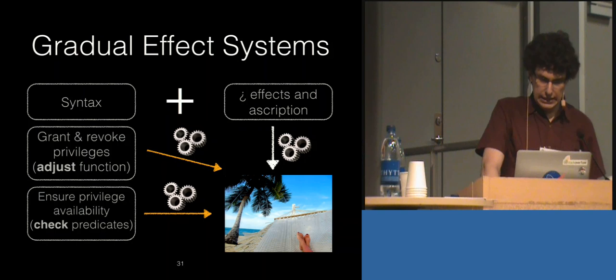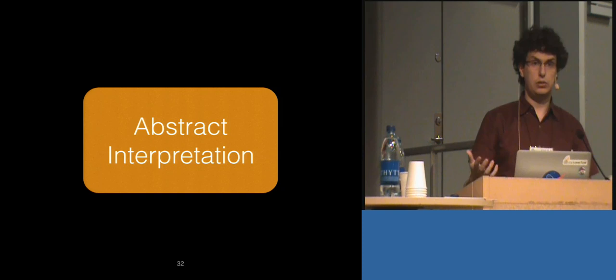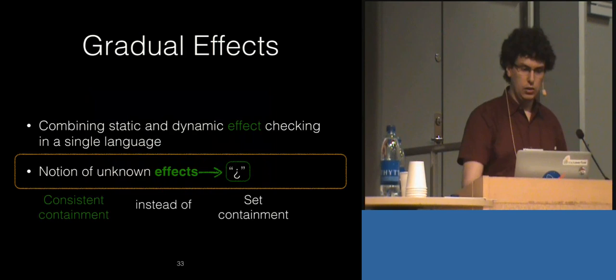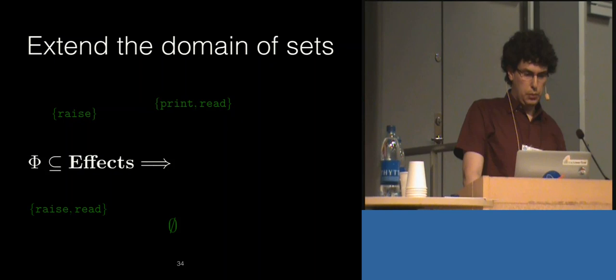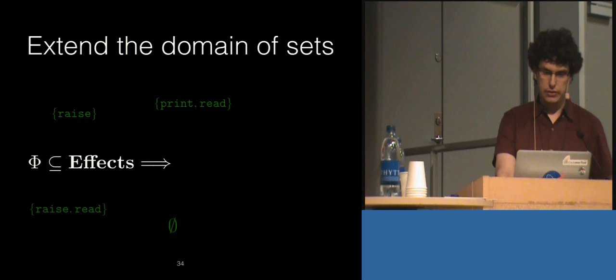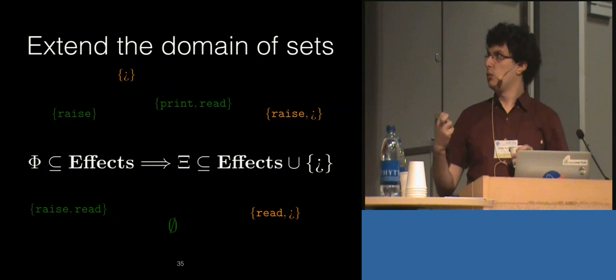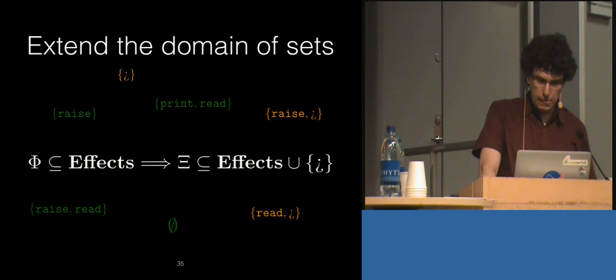And how are the ideas from abstract interpretation applied here? We use these ideas to see if our intuitive notions are consistent and to try to define everything in a generic way that applies to the whole framework. So let's start with our notion of unknown effects, or question mark. What we propose is extending the domain of the side effect privileges to include this annotation for unknown side effects. So we move from this domain of phis to a domain of cosines. That means that a function that's annotated with this set may generate more side effects than those declared.